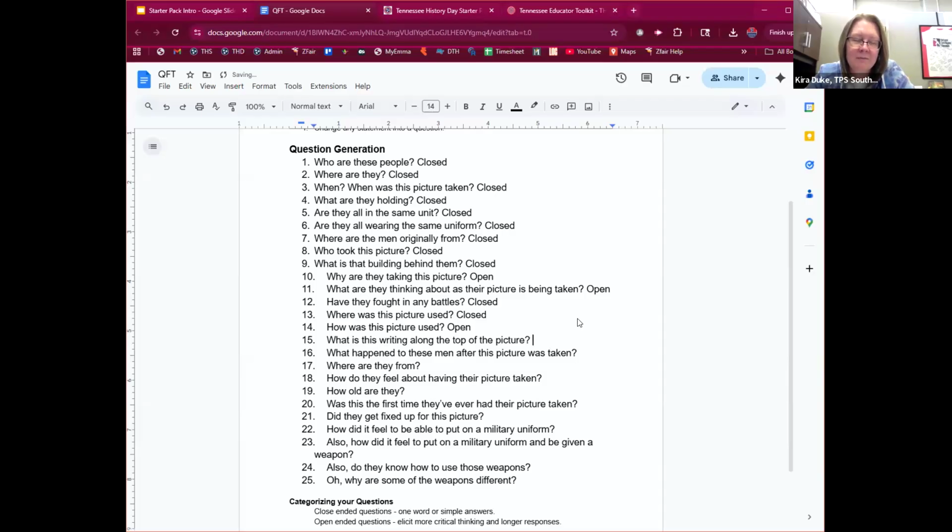15 closed. 16, I mean, wouldn't that be open? Because you have to think about all of them and all of their perspectives. If you're talking about the unit, it might be more inclined to be a closed-ended question, if you're talking about them collectively.